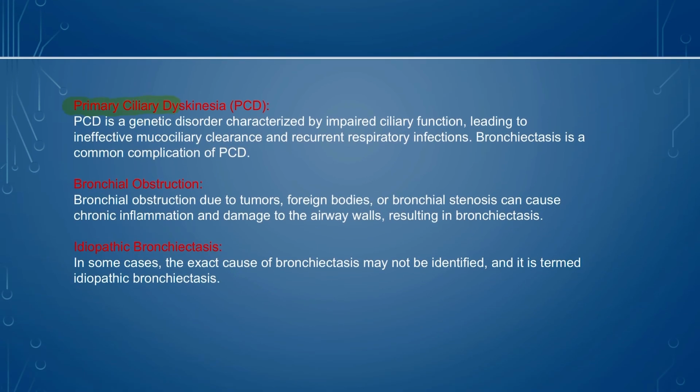Primary ciliary dyskinesia, again, is a genetic disorder where impaired ciliary function leads to ineffective mucociliary clearance and recurrent respiratory infections. Bronchial obstructions due to tumors, foreign bodies, or bronchial stenosis can also cause chronic inflammation. And finally, there's idiopathic bronchiectasis. In some cases, the exact cause may not be identified, so it is termed idiopathic bronchiectasis.